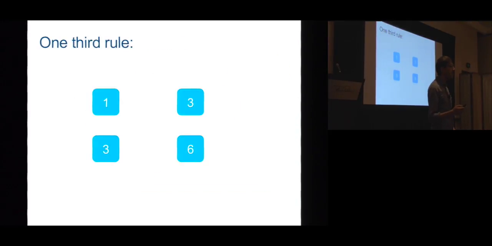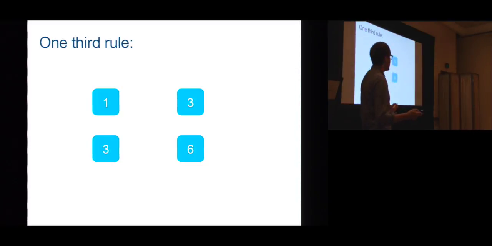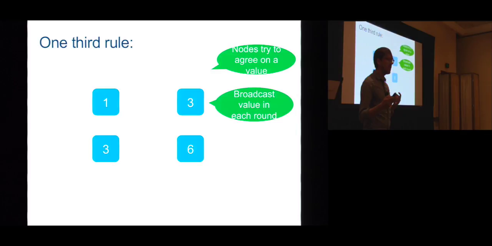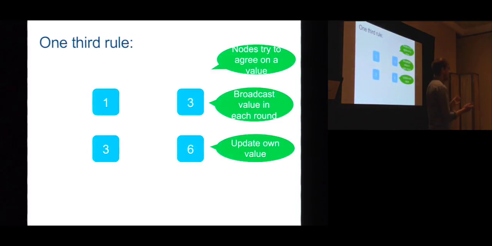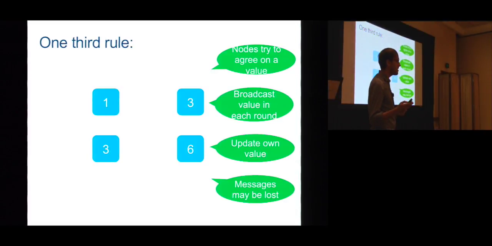Okay, so now let's see how this actually plays out in a full protocol. In this protocol, you have 4 nodes that, given an initial value, try to agree. The way they do it is that each node broadcasts its value to the others. Depending on the value they receive, they update their own value. The assumption is that messages are lost over the channels, but we don't have Byzantine faults.